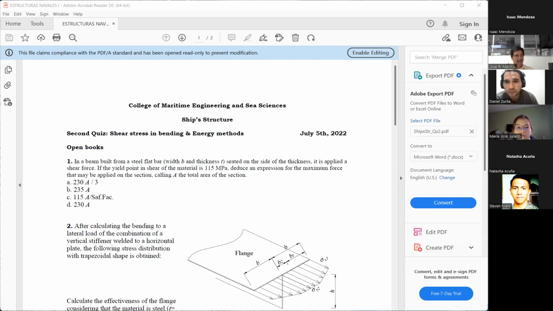The shear force. Multiplied by the first moment of the area. Not of the area, of the sector. The sector divided by the inertia multiplied by the thickness, at the point of the cut.